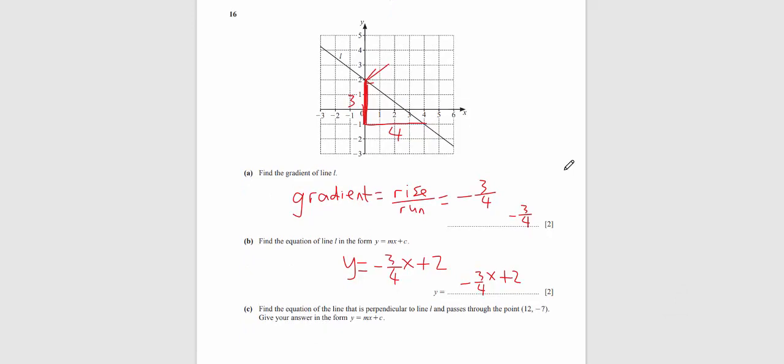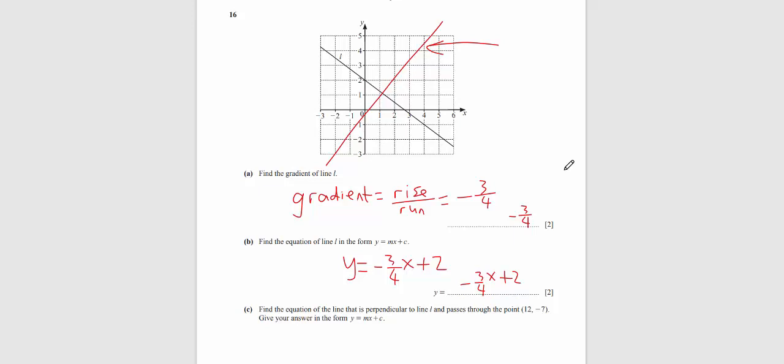And then for the c, we are asked to find the equation of the line that is perpendicular to line L and passes through the point 12, negative 7. Okay. So because we have another line that is perpendicular to the line L. So let's say the line looks something like this. Okay. So we know this line is actually perpendicular to the line L. So to find the equation of this line, we have to know the gradient.